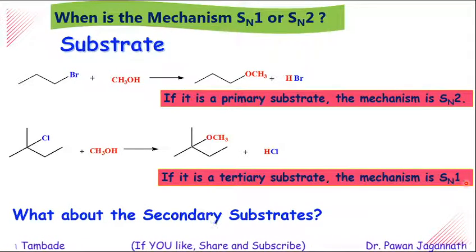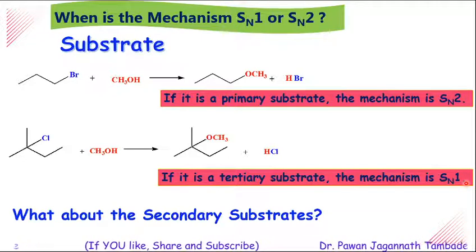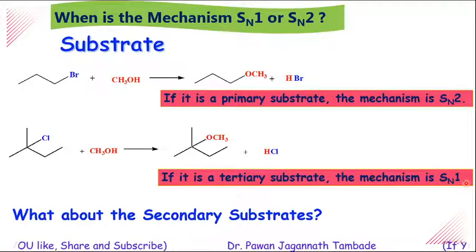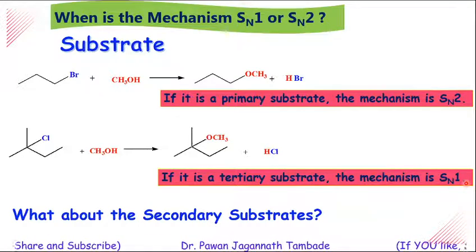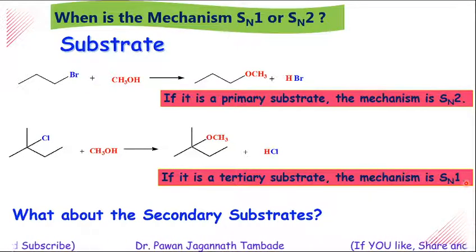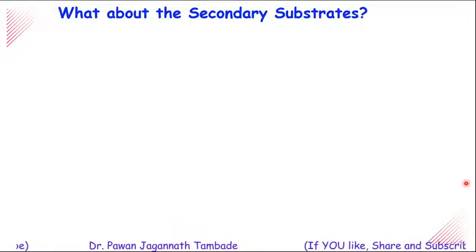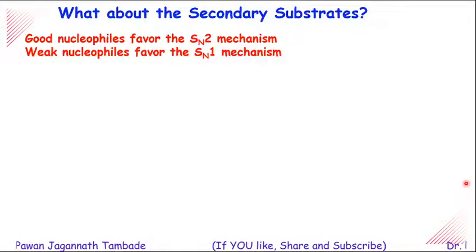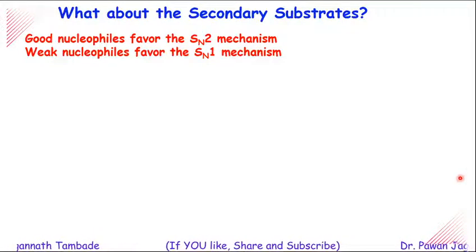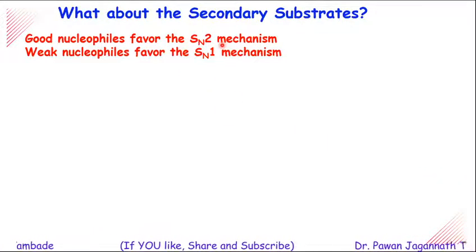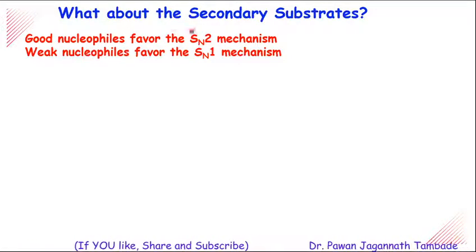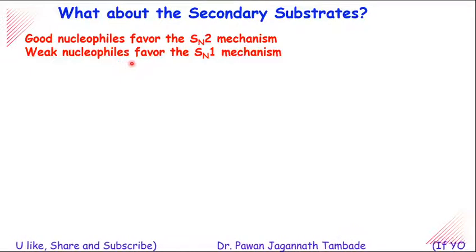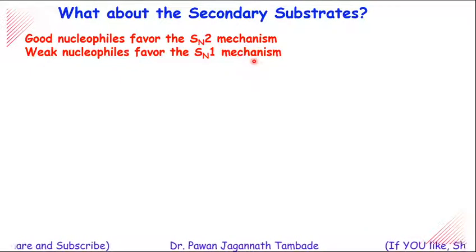Dear friends, secondary substrate may undergo SN1 reaction or SN2 type of reaction. Now it depends upon some other factors. So let us explore that. So what about the secondary substrate? If secondary substrate is allowed to react with good nucleophile, then it favors SN2 mechanism. And if secondary substrate is allowed to react with weak nucleophilic species, then it favors SN1 mechanism.